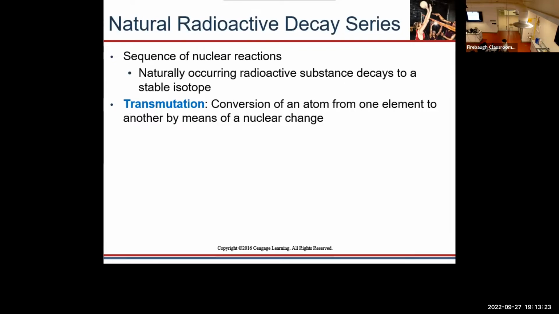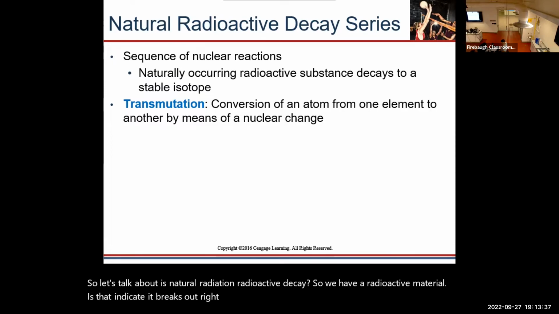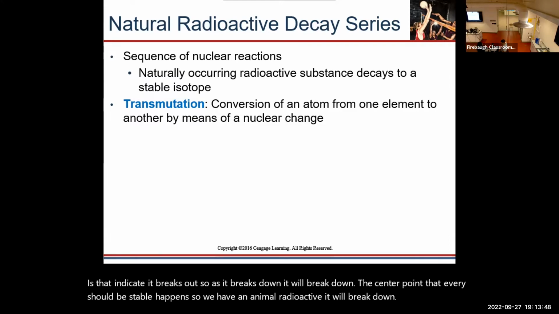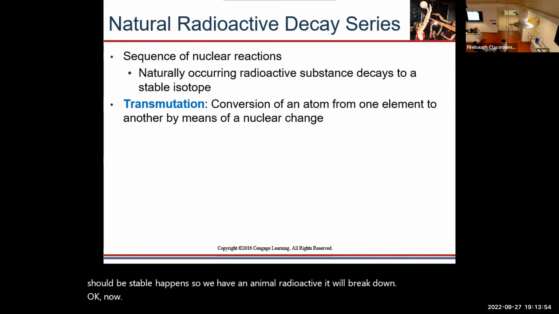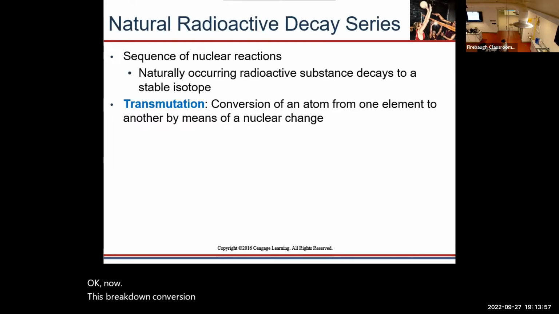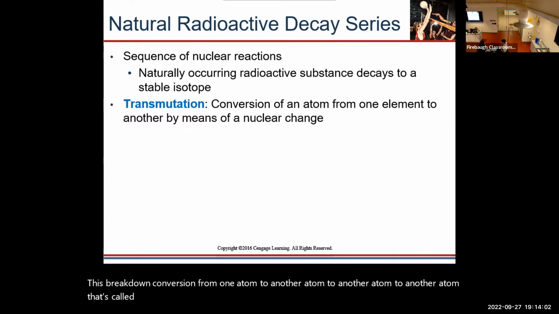Okay, the next thing that we're going to talk about is radioactivity. A radioactive material decays, it breaks down, until it reaches a stable atom. I'll show you an example of this. This breakdown is conversion from one atom to another atom, to another. That's called transmutation. Why do you think it's called transmutation?